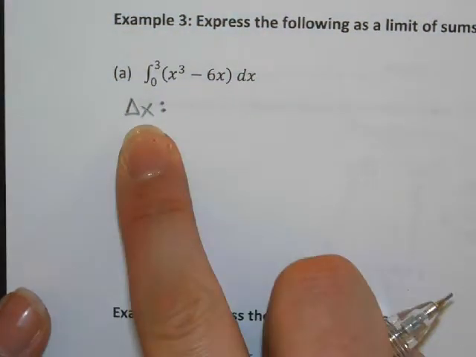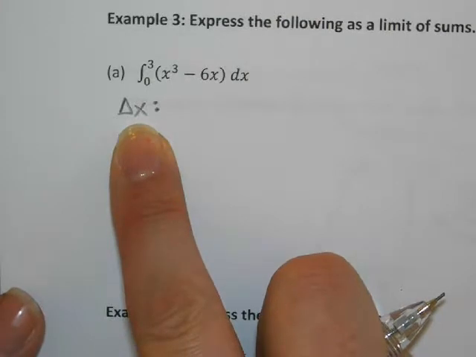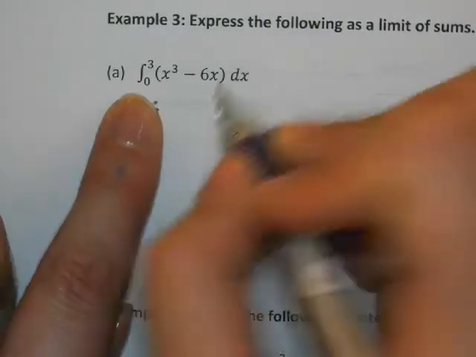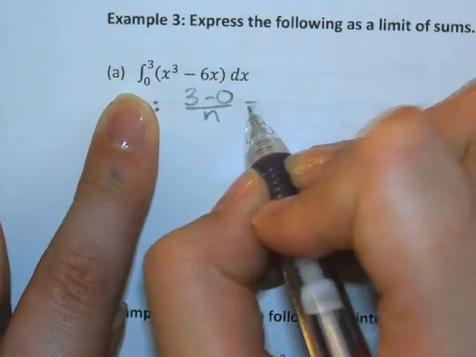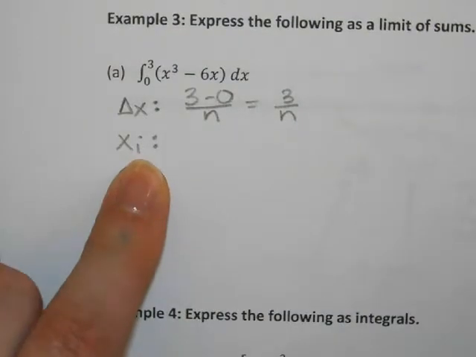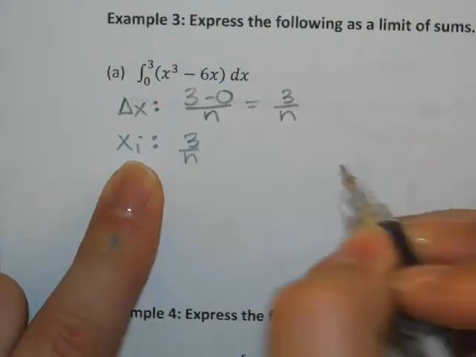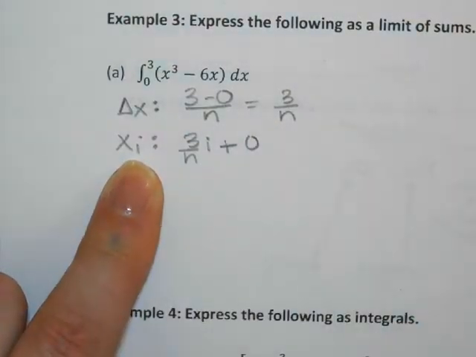So delta x is the upper bound minus the lower bound divided by n, right? So what's your upper bound? 3. Oh, 3 over n? You were just telling me the answer. Yeah. So it'd be 3 minus 0 divided by n, which you're exactly right, was 3 over n. Okay, and then what is our x sub i? 3 over n times i plus 0, because that's our lower bound.